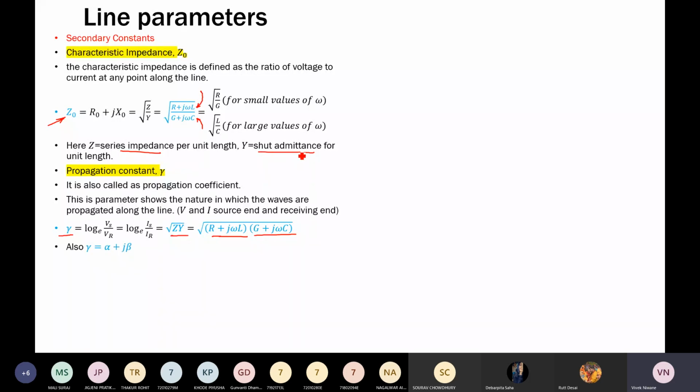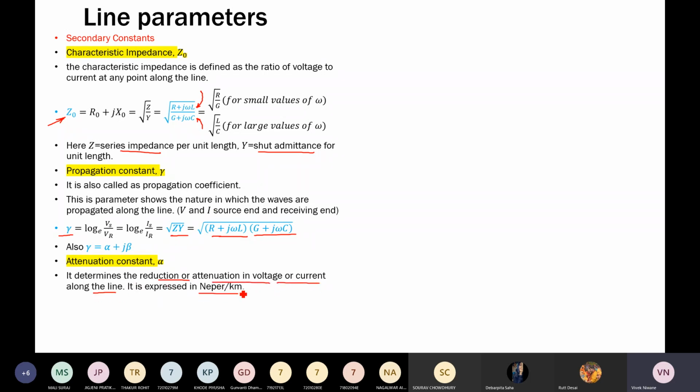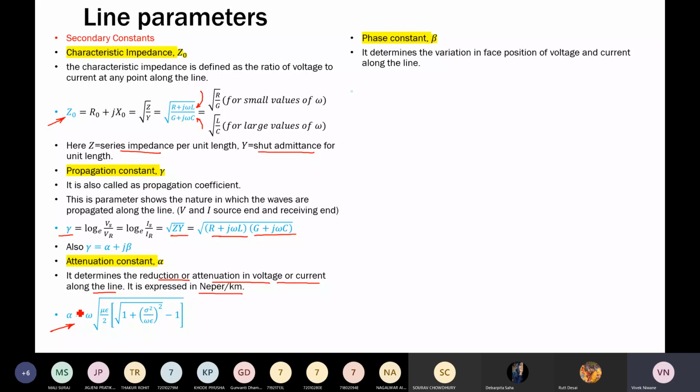Also, in unit number 5, we are going to represent gamma, the propagation constant, as alpha plus j beta, where alpha is the attenuation constant and beta is the phase constant. The attenuation constant alpha determines the reduction or attenuation in voltage or current along the line, and its unit is Neper per kilometer. We are not going to look into the derivation of this formula, but we are going to use this formula and the phase constant formula in unit number 6 while solving numericals.